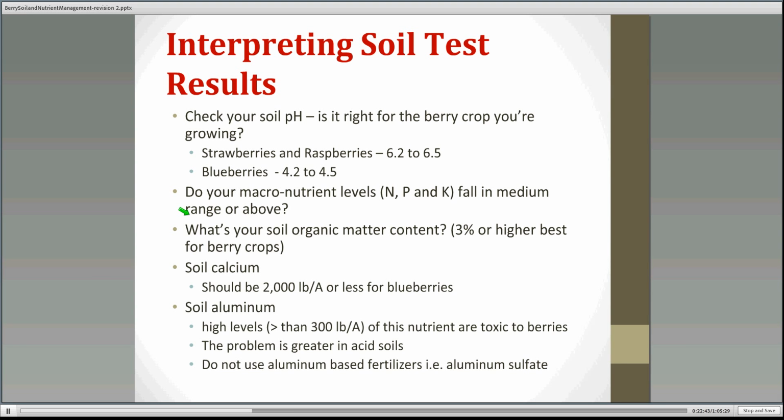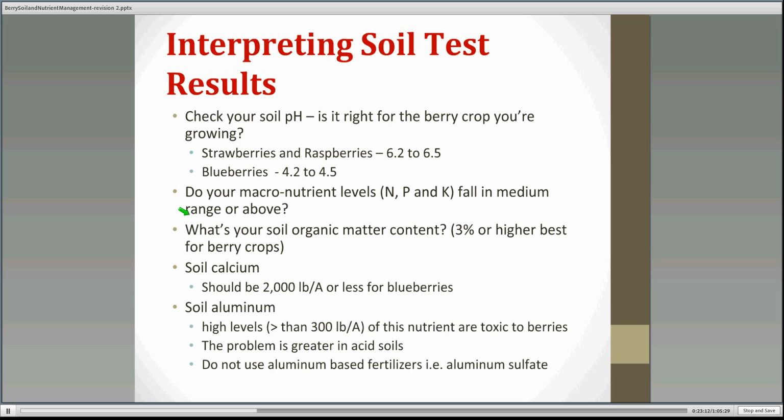Just a simple thing like checking your soil pH, you definitely have to have the information ahead of time that if you're growing strawberries or raspberries, that the pH that is recommended that's optimal for those crops is between 6.2 and 6.5 versus blueberries much lower at 4.2 to 4.5. You look at the results and say, okay, are my macronutrients, do they fall into the medium range or above?